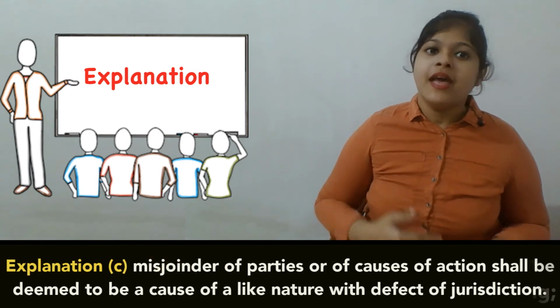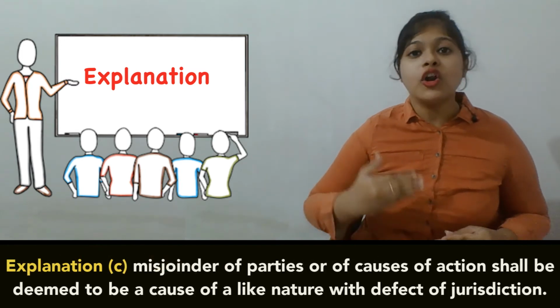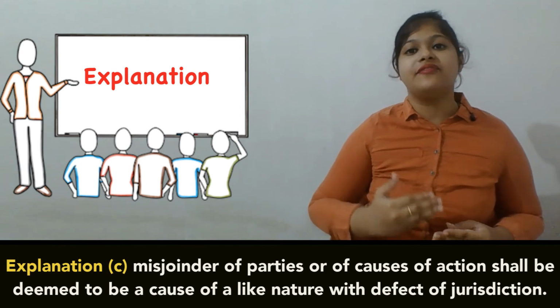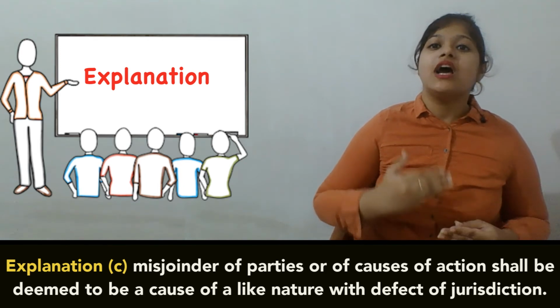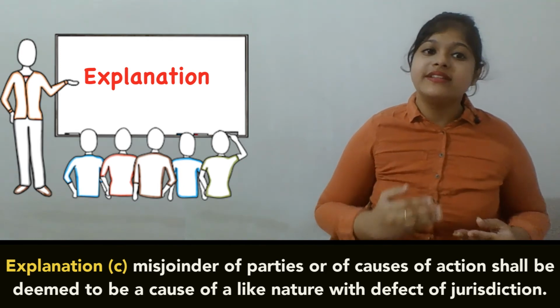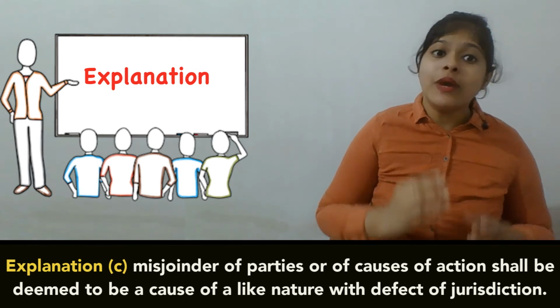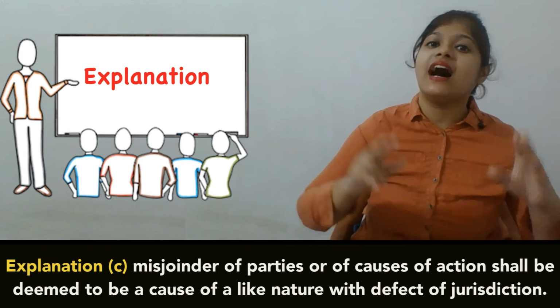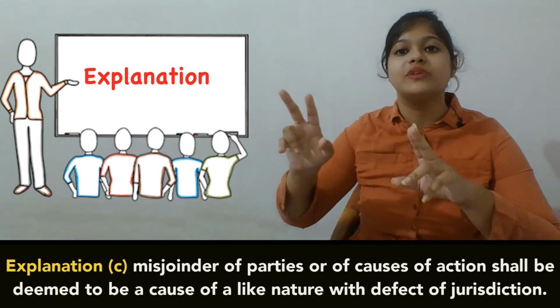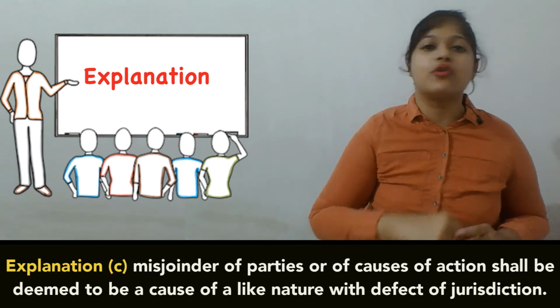Explanation C: misjoinder of parties or cause of action shall be deemed to be a cause of a like nature with defect of jurisdiction, which answers what the other cause of like nature is, as mentioned in Section 14 and Section 2.